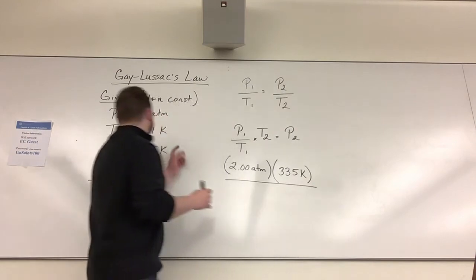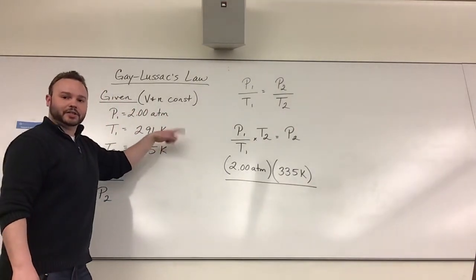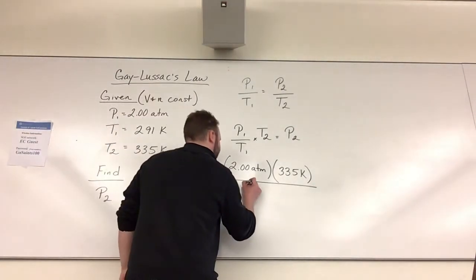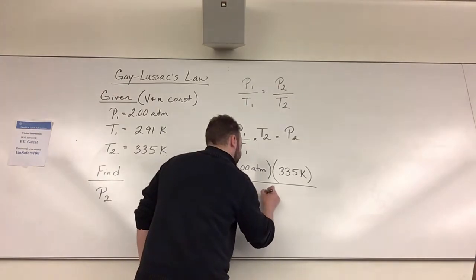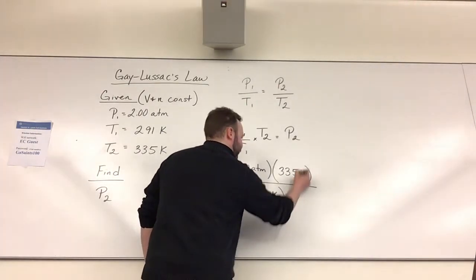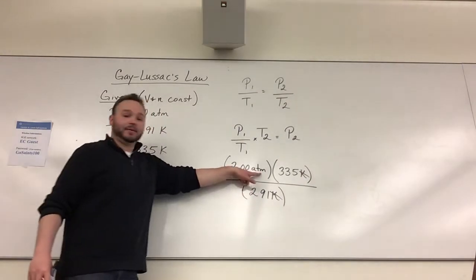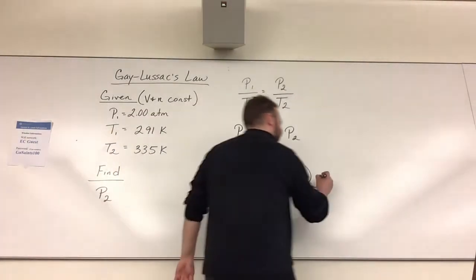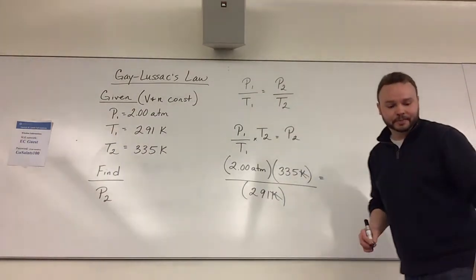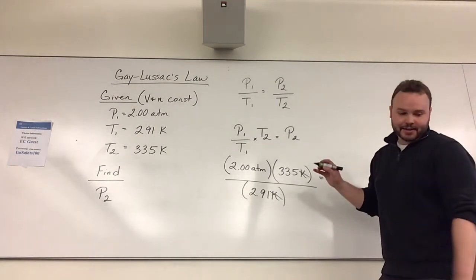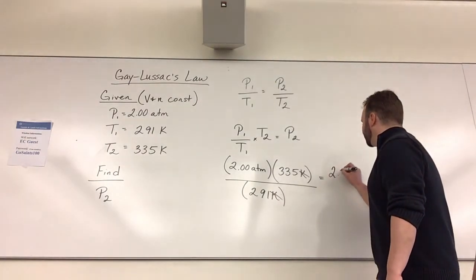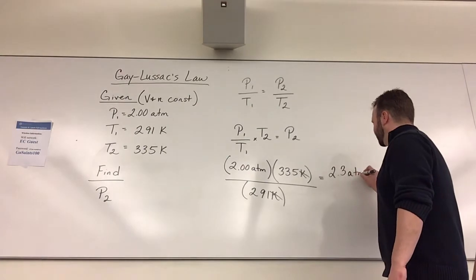And then my initial temperature, right, was at 18 degrees Celsius, which I've already converted to Kelvin. That's my 291 Kelvin. Units of Kelvin cancel. I'm left with units of atmosphere, exactly where I want to be because I'm solving for a pressure. What I should get then is 2.3 atm.